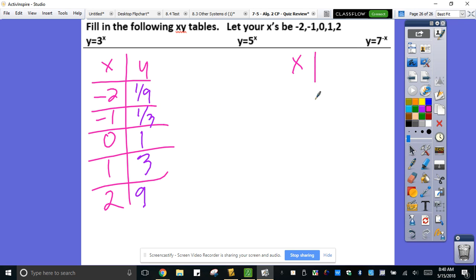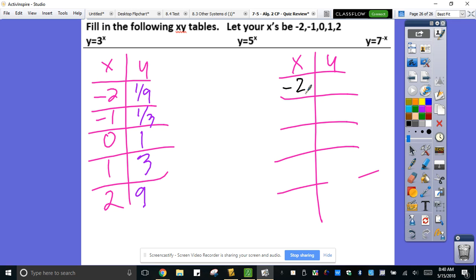Let's go here. x, y. Negative 2, negative 1, 0, 1, 2. You plug in the negative 2 here, so 7 to the negative, because that's negative there, and a negative 2 here. What's negative times negative? It's positive, so what's 7 squared? That will give us 49.